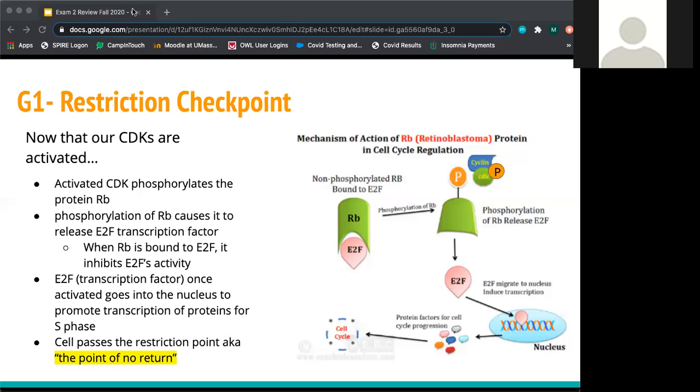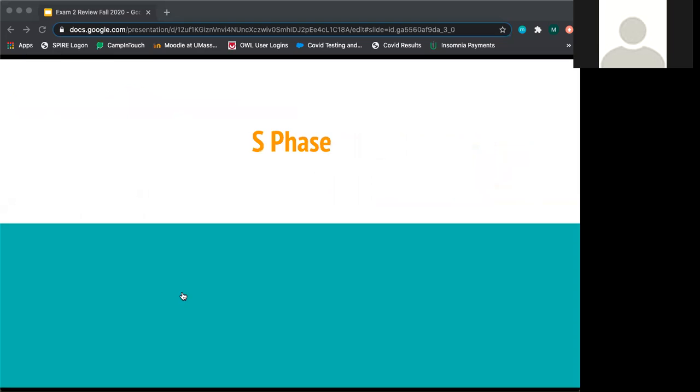All right. So once E2F goes into the nucleus, it transcribes the stuff for the cell cycle. And once it has passed this point, it has to go into the cell cycle or have programmed cell death. It can't do anything else. It's the point of no return. So then the cell heads into S phase.